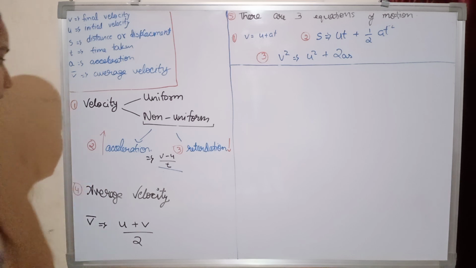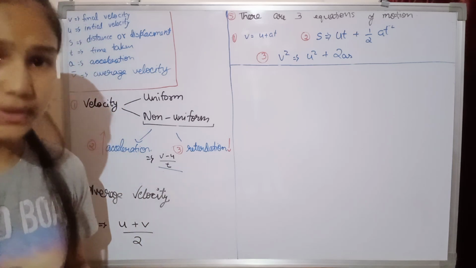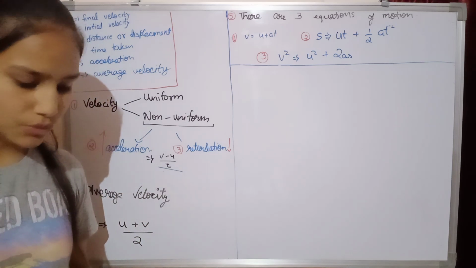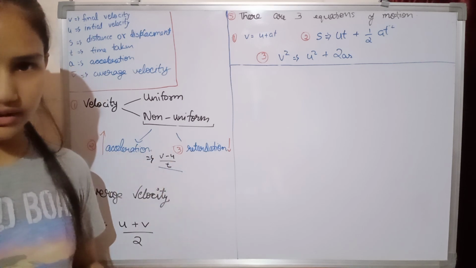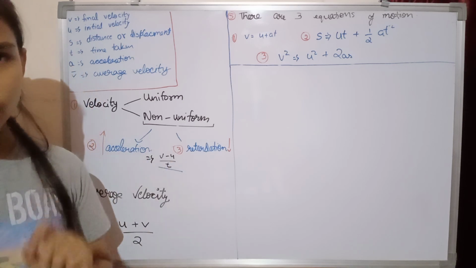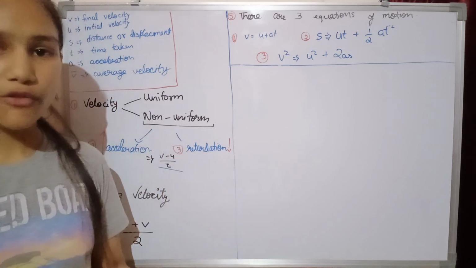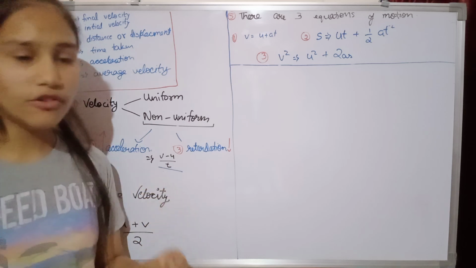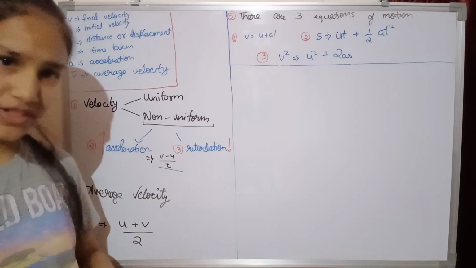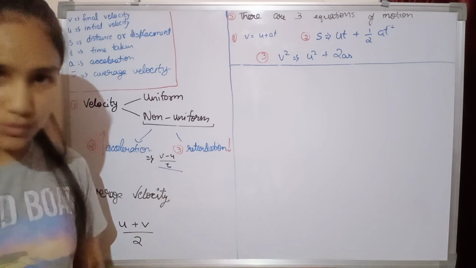Now, let us know what is velocity. As we know that to calculate the speed, we use the formula of distance upon time, and it is a scalar quantity because distance is a scalar quantity. And for calculating velocity of an object, we use the formula of displacement upon time, which is a vector quantity because displacement is a vector quantity.